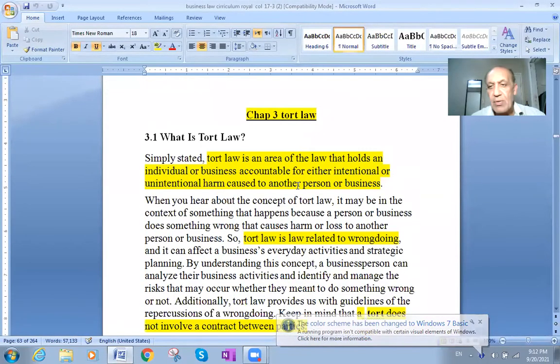This is another lecture in business law, and we will go directly to our topic now. Here we go again with tort law. What do we mean by tort law?